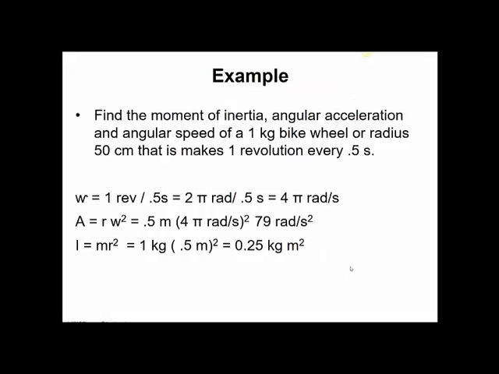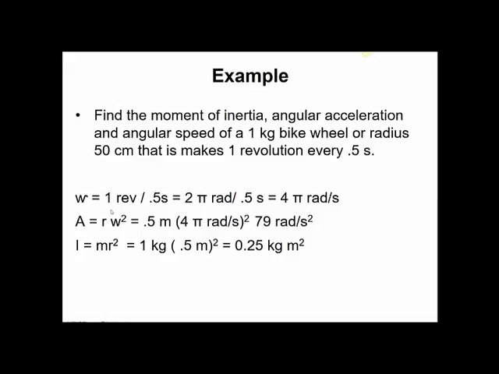So let's just do a real basic example here. Find the moment of inertia, the angular acceleration, and the angular speed of a 1 kilogram bike wheel that has a radius of 50 centimeters and makes 1 revolution every half second.